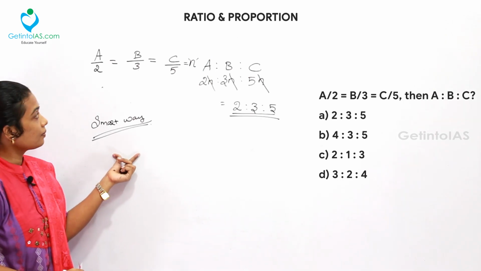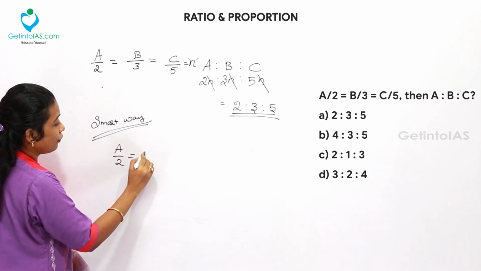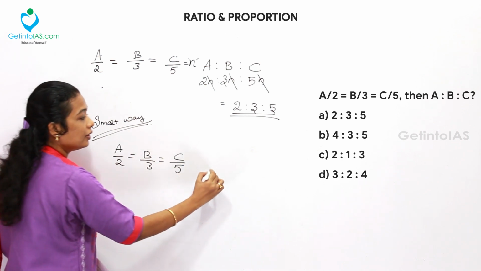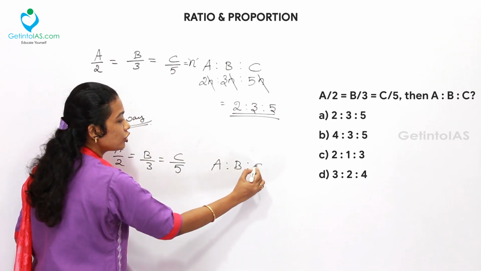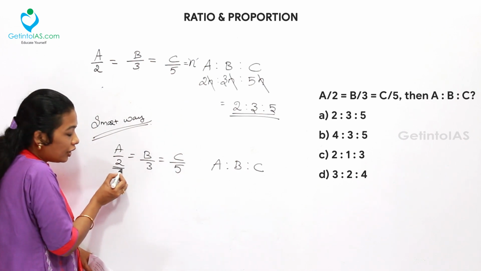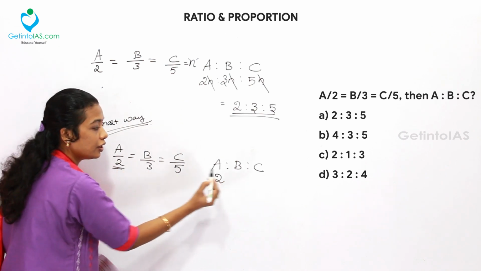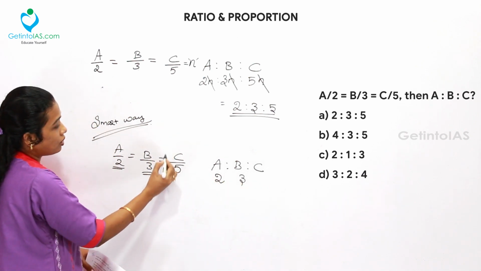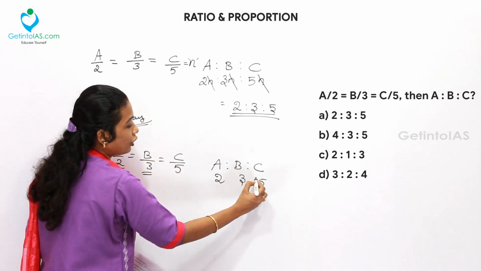Smart way to do this: A by 2 is equal to B by 3 is equal to C by 5. Find the value of A is to B is to C. Simply, what is the denominator of A? That is the ratio of A. What is the denominator of B? That is the value of B. What is the denominator of C? That is the value of C.